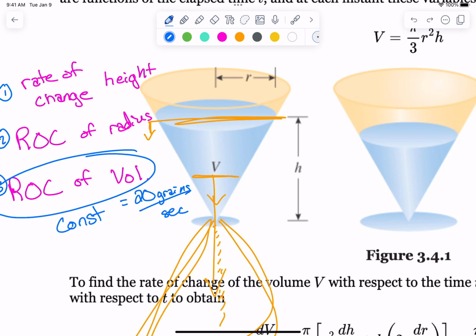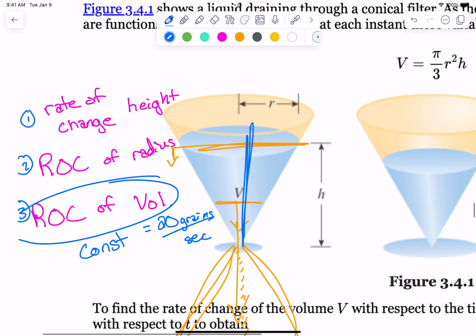So the change of the height of the water or the level of sand, that would be this height right here, is speeding up as it gets closer toward the center, okay? So the rate of change of the height is going to be different depending on where the water level or the sand level is at. So it will be speeding up. Does that make sense?